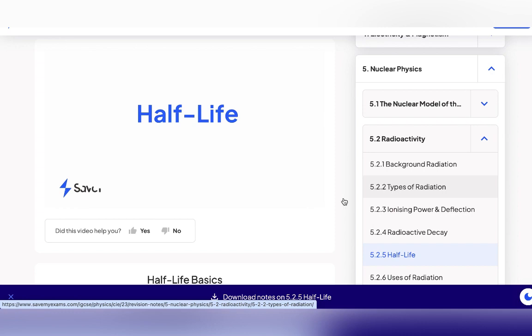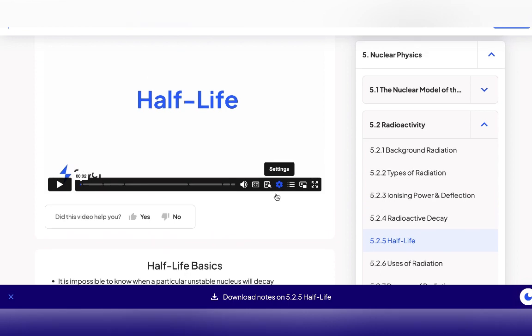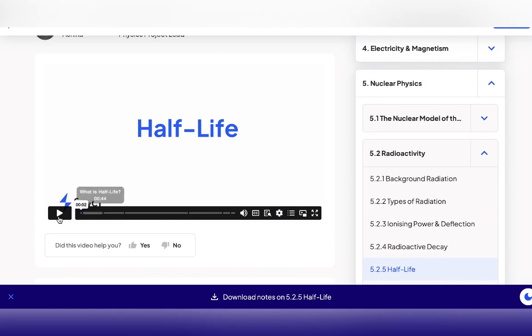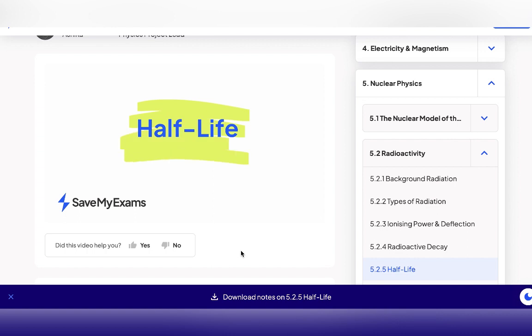Half-life. What is half-life? Before we begin, let's listen to this tutorial for half-life. We'll be looking at half-life.